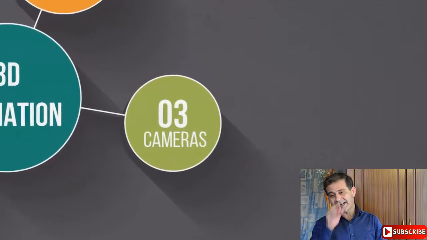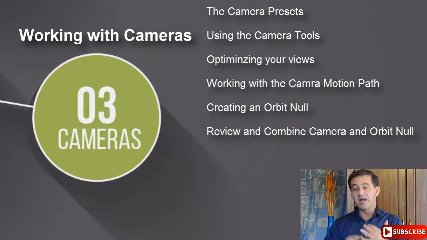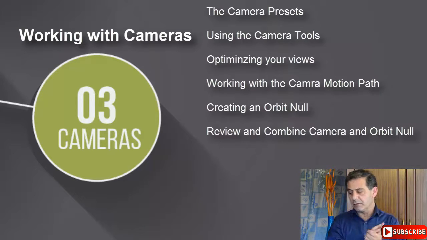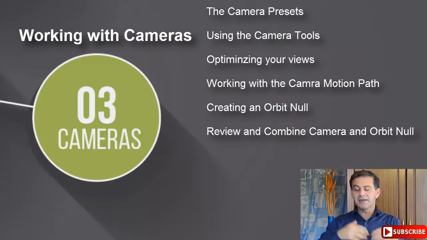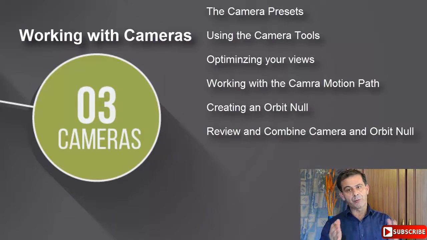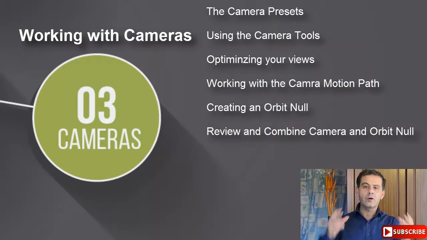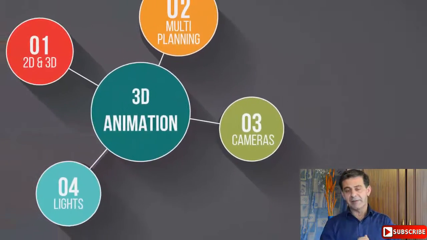The next one, when we get to cameras, that is the third section, you will learn about the camera presets, how to use the camera tools in your camera views or your orthographic views. Also, you will learn how to optimize your views and the camera motion path. It's a bit tricky there. Creating an orbital, the old-fashioned way and the new way. Also, we'll review all the manipulation for a camera, so you feel very comfortable and you remember everything, how to move a camera around, because it's a bit tricky.